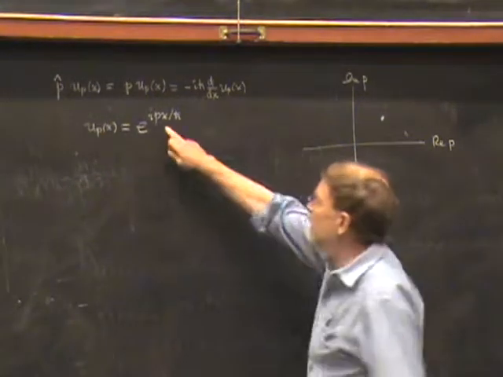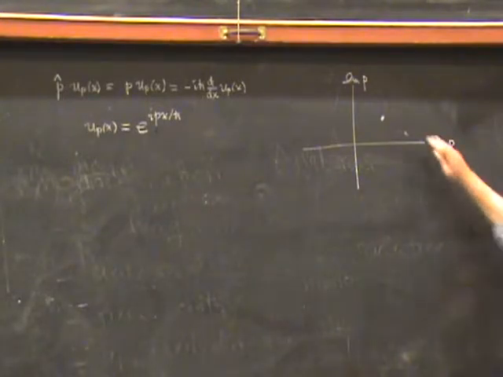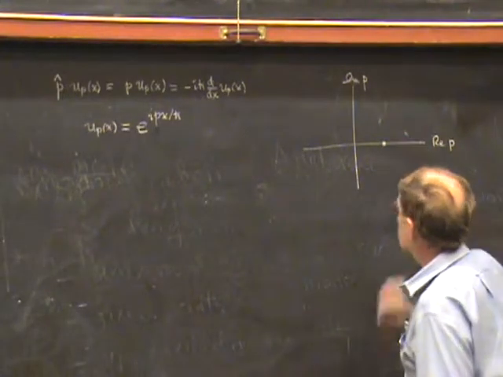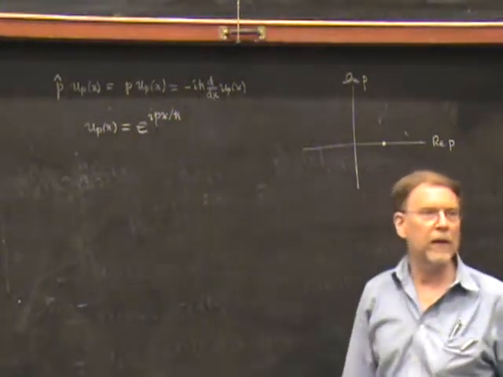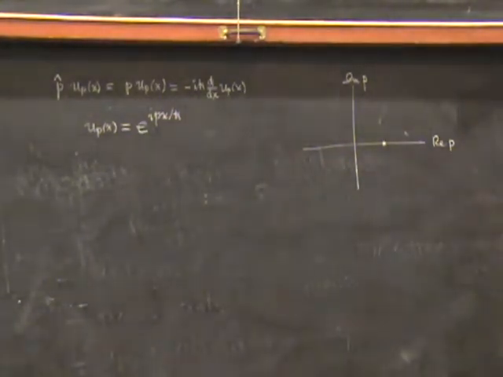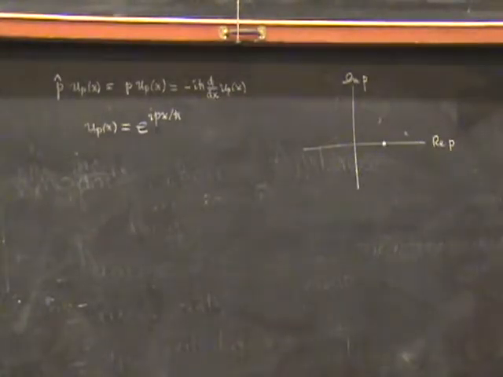Well, in any case, if p has a non-zero imaginary part, it's certainly not normalizable. What happens if p is real, sitting on the real axis? Well, then this becomes the familiar sine and cosine, cosine x plus i sine x. And so it's just a wave, which, however, does not die out as x goes to plus or minus infinity. In fact, its absolute value is 1 everywhere.